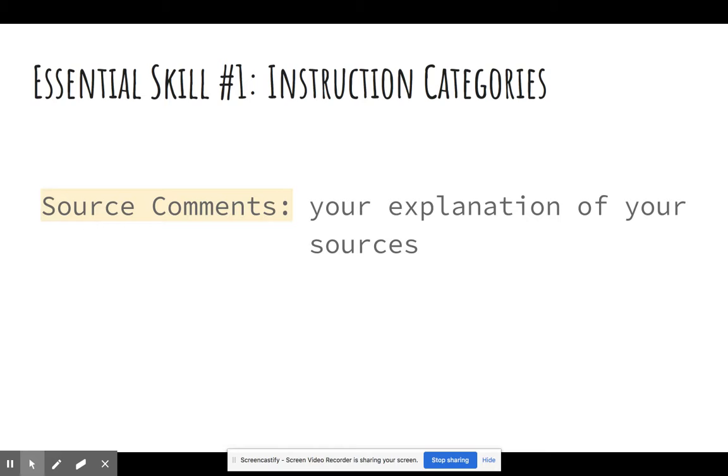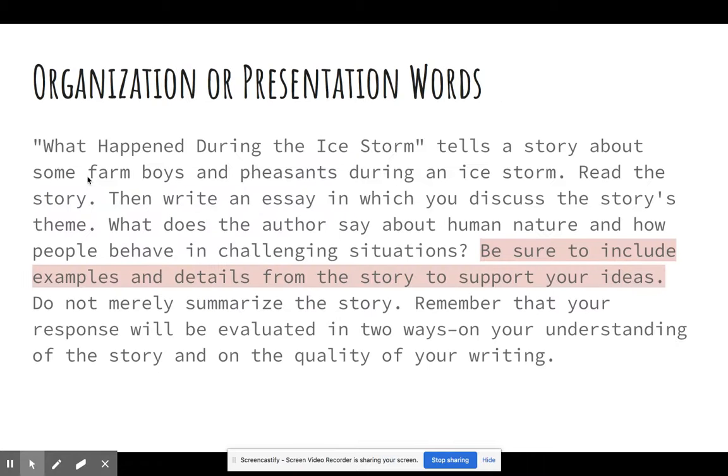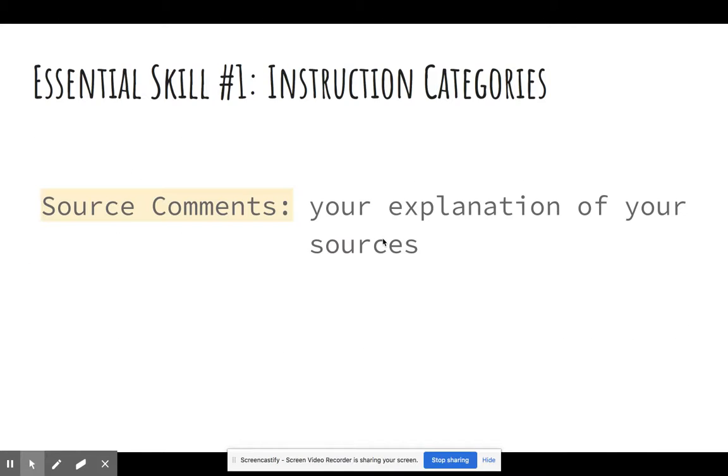All right, the last instruction category are source comments. So these are things that you incorporate into your answer that support from whatever your source is. So in this case, the source would be the story, What Happened During the Ice Storm. So you would be incorporating source comments from that source, okay?